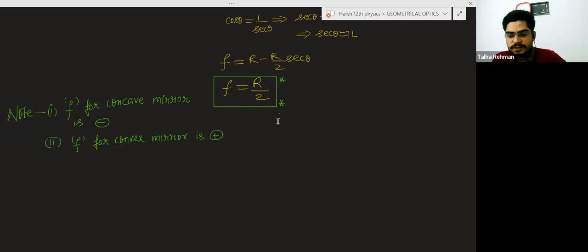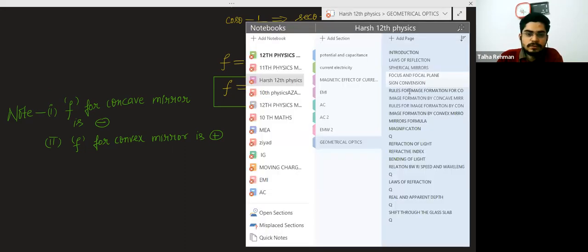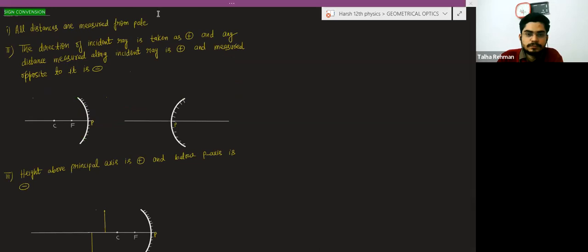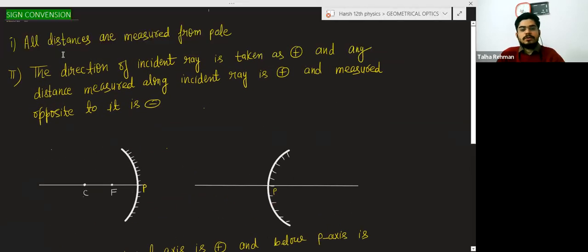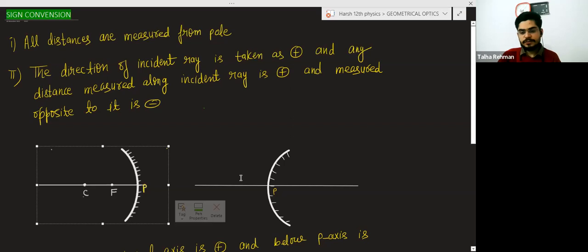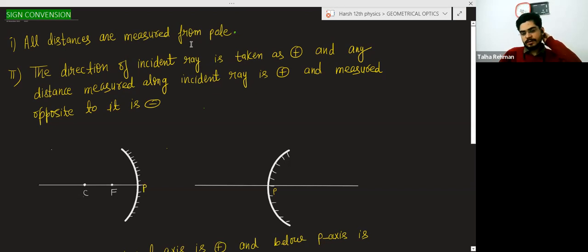So now we will discuss the sign conventions in ray optics, and sign conventions will play a very important role in solving the problems. All the distances, if you have a mirror, a concave or convex mirror, are measured from the pole. So all the distances you will measure from the pole.